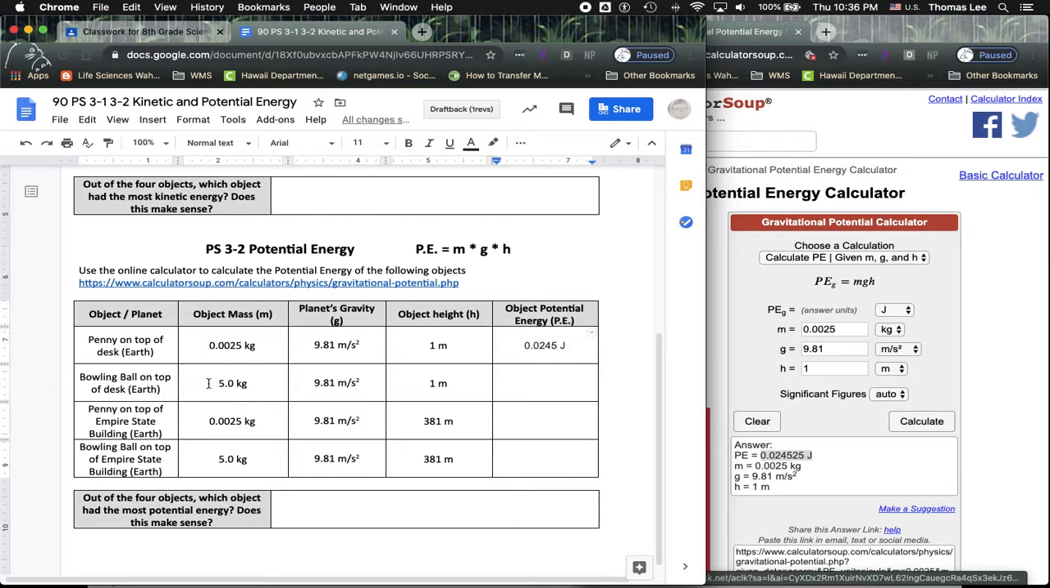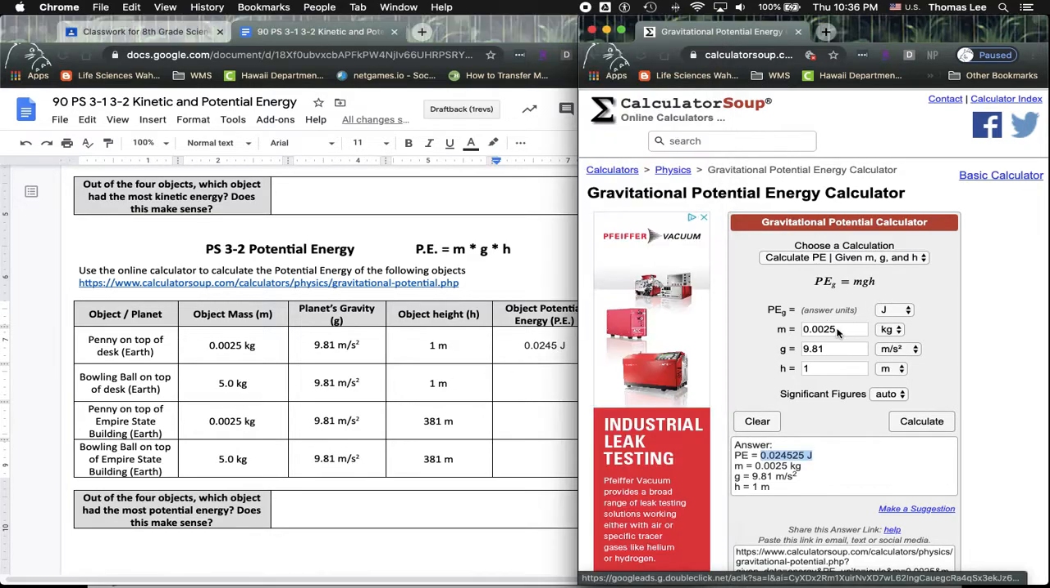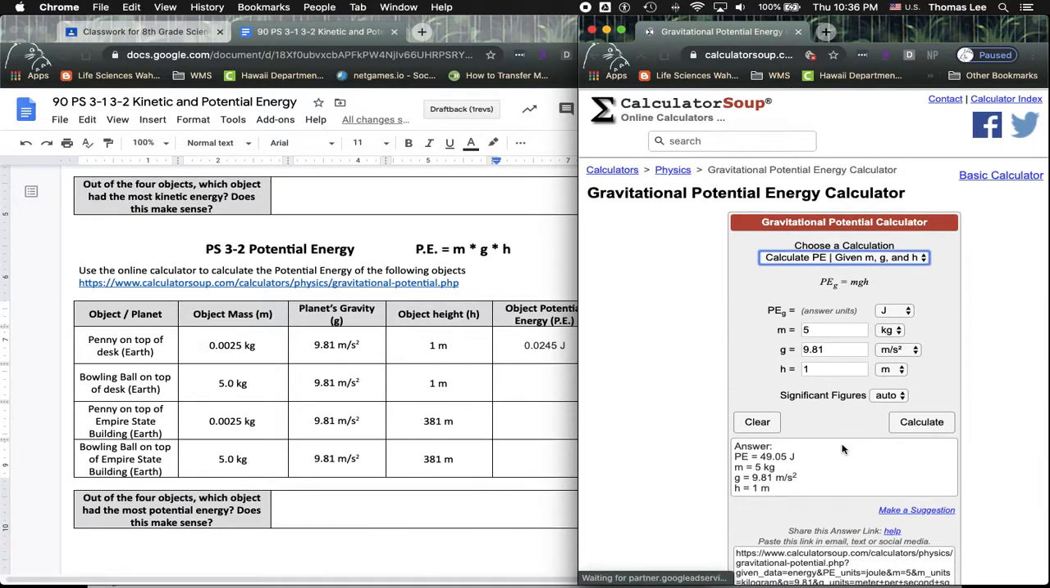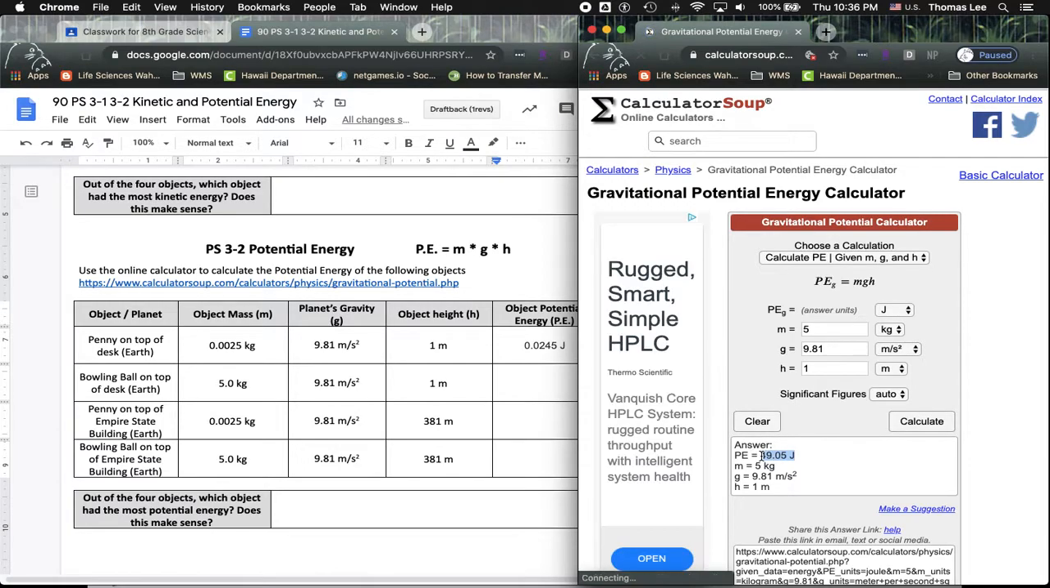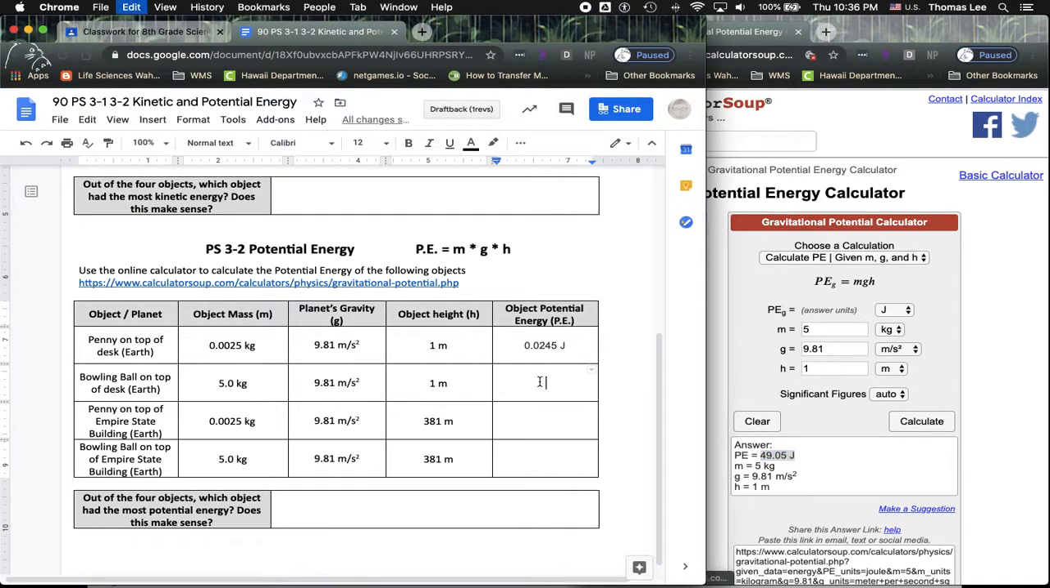Now let's try a bowling ball. It's 5 kilograms, same gravity, same height. So do you think it has more or less potential energy? Let's find out. We have 5 kilograms. And voila, we have 49.05 joules. So we convert it to 3 significant figures. Right there, 49.1 joules. So a lot more energy than the penny. So if a bowling ball fell on you, you'd probably be hurt.